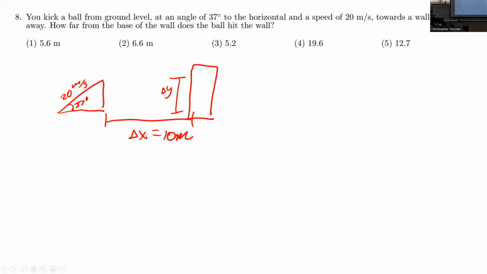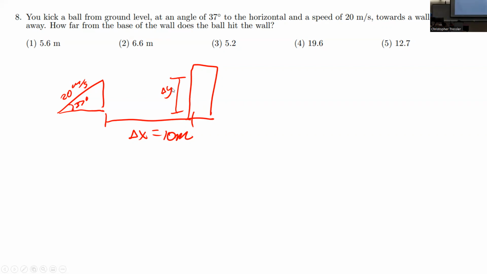So let's see, we're given a change in X, so we're probably going to use some formula that has change in X in it, and we're given a velocity. Now, we also know the acceleration in the X direction. What is the acceleration in the X direction, given that there's no air resistance or anything? 0. So there's 0 acceleration. So we also basically have the acceleration in that direction.